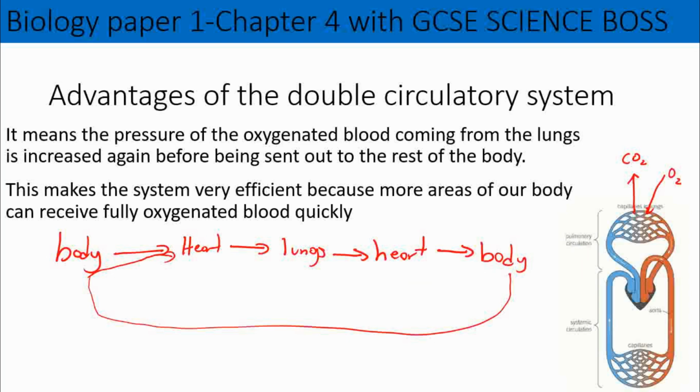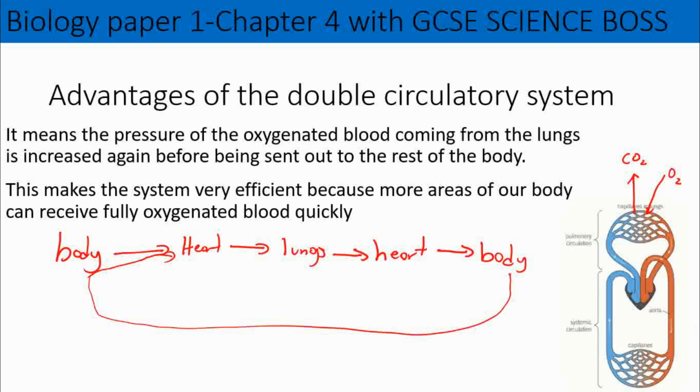All right. Now you have two circulations here. You have your pulmonary circulation and your systemic circulation. The pulmonary circulation is from the heart to the lungs and back to the heart again. And then your systemic is from the heart to the body, from the body back to the heart. That's your systemic circulation, and that's what makes up the double circulatory system.